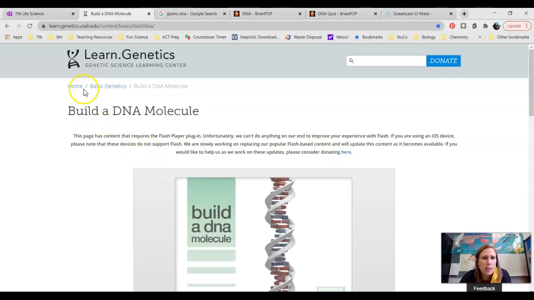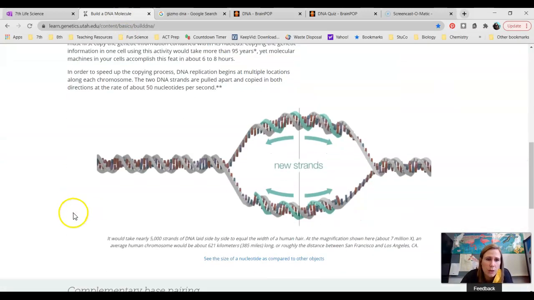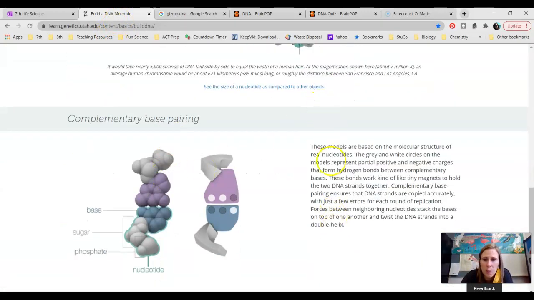So the first one in this is this University of Utah Learn Genetics site. I want you guys to kind of just read through this little paragraph here and this little paragraph here. This one talks about base pairing. So what that is, when an A always pairs with a T and a C always pairs with a G.